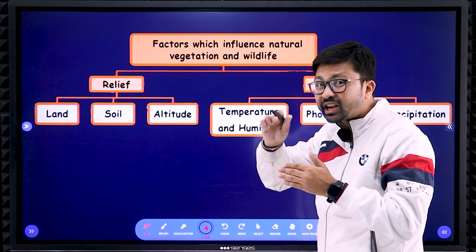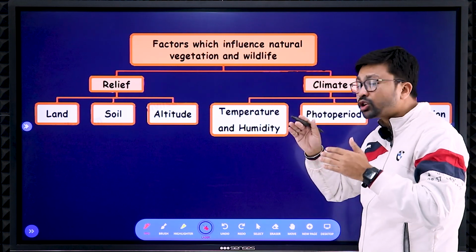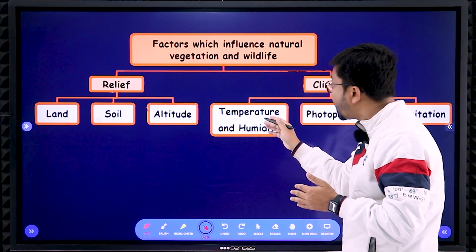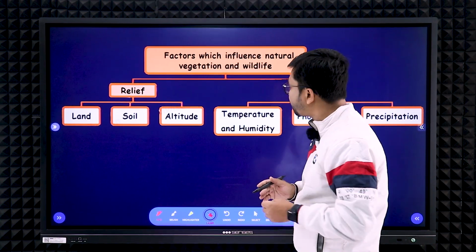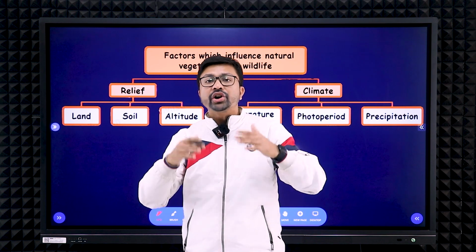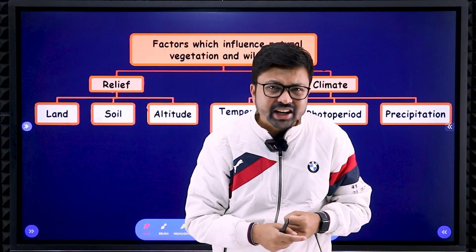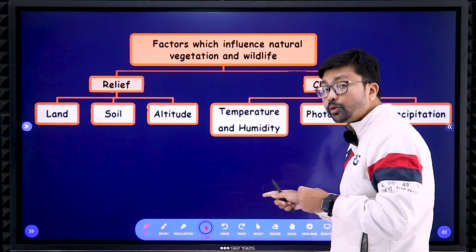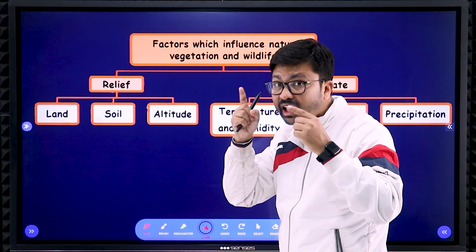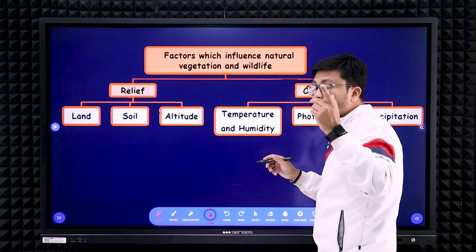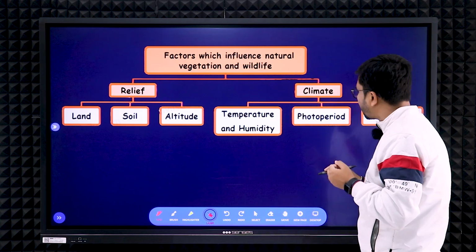Temperature: in different areas there is a different amount of solar energy, so different temperature conditions will be there, and that will control the natural vegetation of an area. Where the sunlight is more, trees get more scope to grow, because for the photosynthesis process sunlight is very important, right? Humidity means moisture available in the atmosphere. That part also controls the natural vegetation of that area.